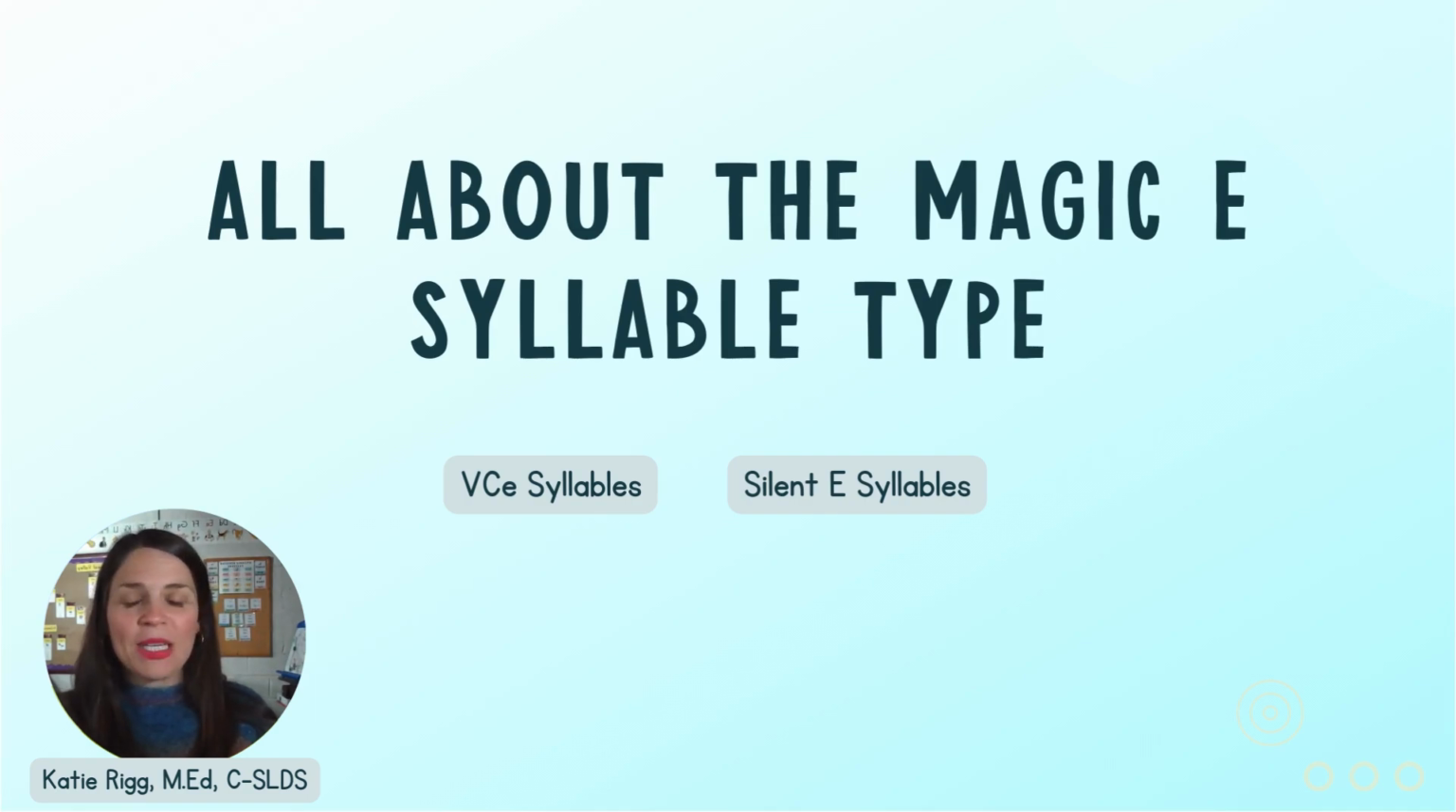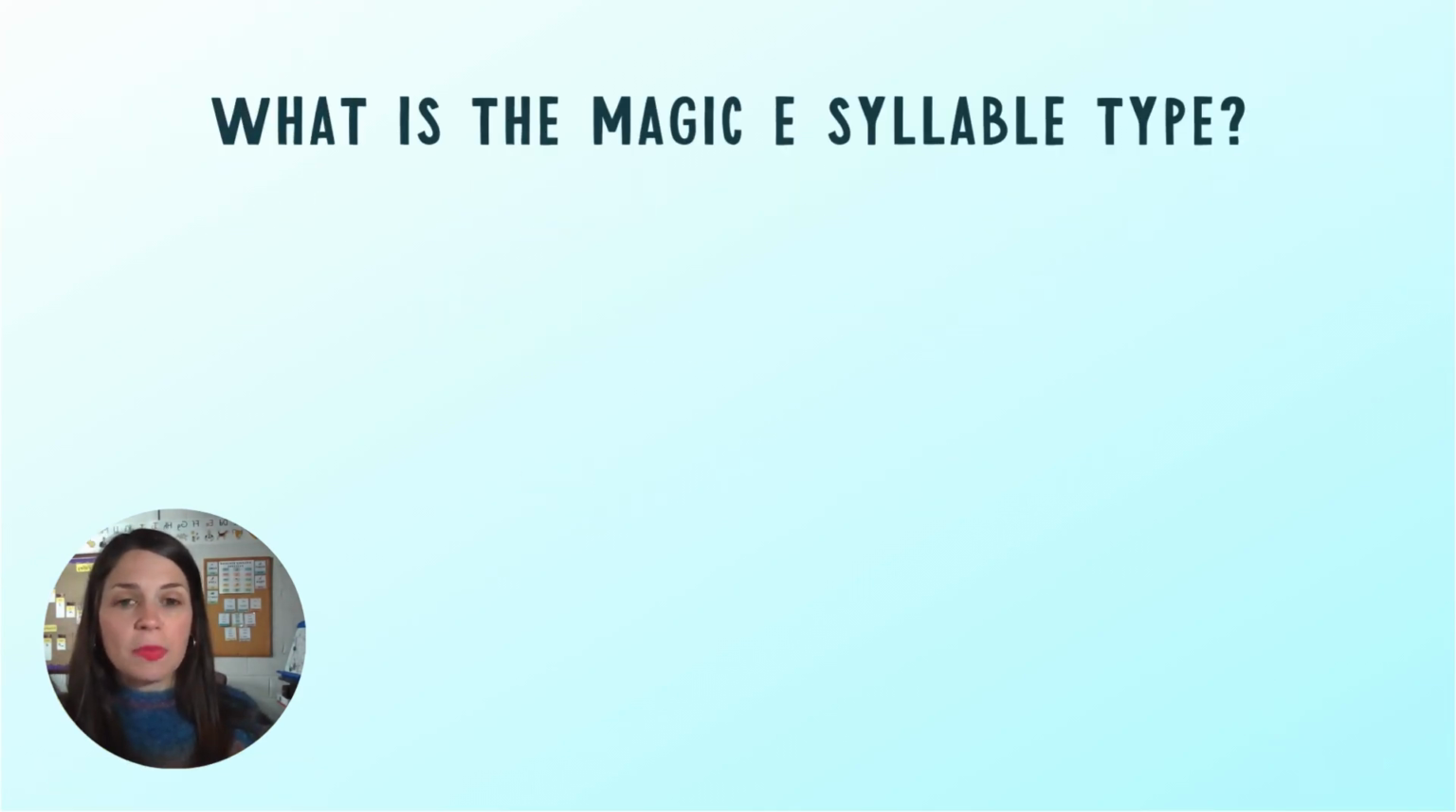I'm Katie. I'm a structured literacy dyslexia specialist, and today we're talking about a specific syllable type called the magic E syllable. These are sometimes called VCE syllable types or silent E syllable types, but today you're going to get to understand what they are, and you'll be able to locate and identify them within words. So here we go. Let's start with a simple definition.